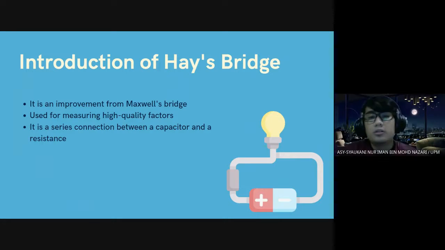For the introduction of Hay Bridge, first it is an improvement from Maxwell Bridge, and it is used for measuring high quality factors, and it is a series connection between a capacitor and resistance.